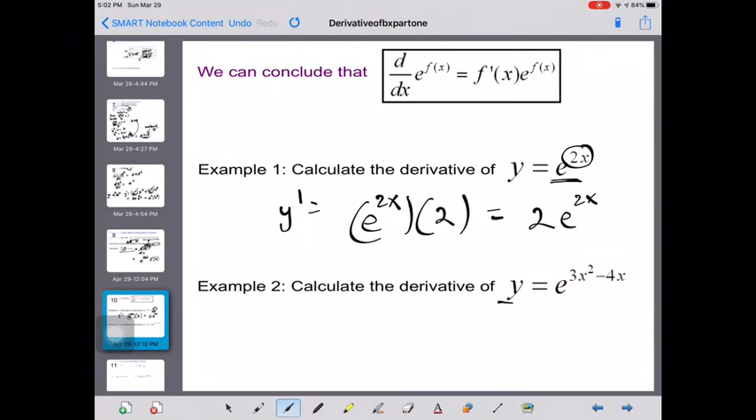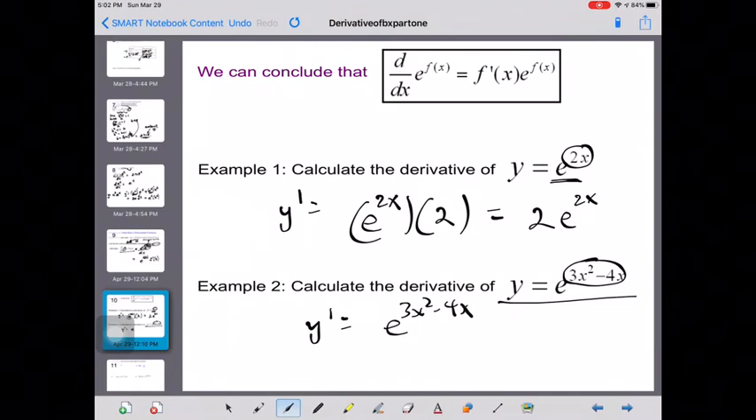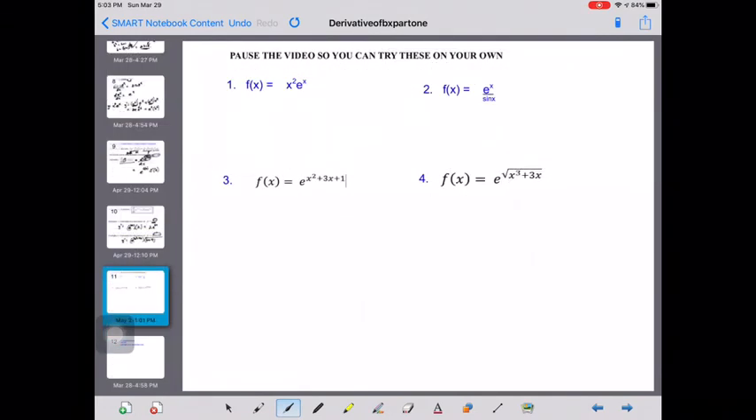In this particular case, we have a quadratic function inside the exponential function. The bigger picture is e to the 3x squared minus 4x, which is the outer function, but then we have to take the derivative of what's inside, or embedded, which in this case, using the power rule, is 6x minus 4. So in this example, I think it's a good time for you to pause the video so you can try these on your own, and after you unpause it, I will take up the solution.